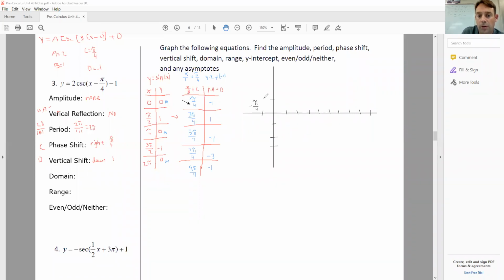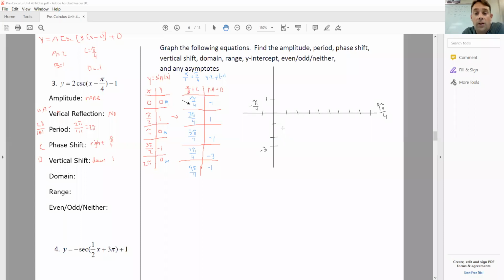I have negative pi over 4 there. There's 1, there's negative 3. And this is 9 pi over 4 here. So that way we all can kind of see where we're at. Now, realize, when I graph my sine graph, I'll go ahead and make that the red graph.